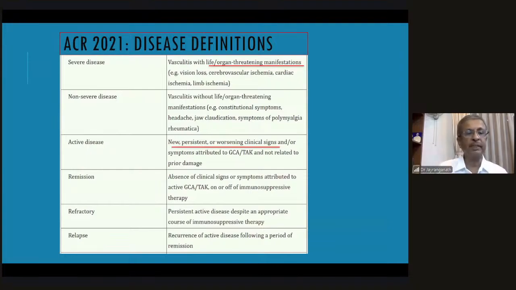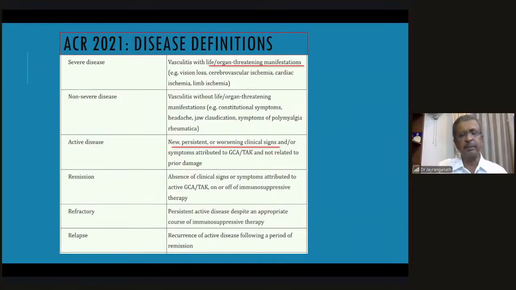So these are all about the severity of the disease. Severe disease is vasculitis with life or organ-threatening manifestations, as classified by the EULAR Society. What do you mean by severe disease? Vasculitis with life or organ-threatening manifestations. Non-severe means vasculitis without life or organ-threatening manifestations, like constitutional symptoms, headache, but it is not life-threatening. Active disease: new, persistent or worsening clinical signs or symptoms attributed to giant cell arteritis or Takayasu, not related to prior damage. Remission: absence of clinical signs or symptoms attributed to active giant cell arteritis. Refractory: persistent active disease despite an appropriate course of immunosuppressive therapy. Relapse: recurrence of active disease following a period of remission. So we should know how to classify the severity of the disease.